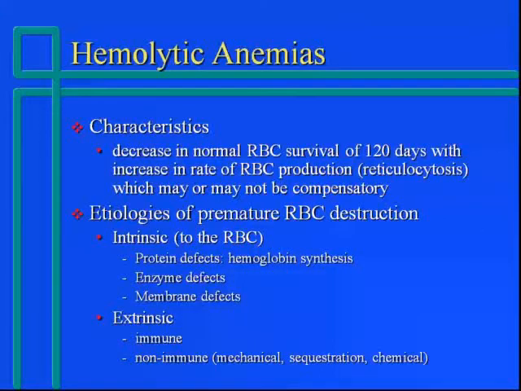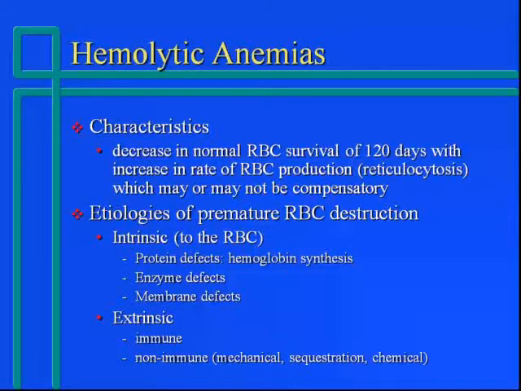The hemolytic anemias are characterized by a decrease in the normal red blood cell survival, which is 120 days, and there is usually a concomitant increase in the rate of red blood cell production, or reticulocytosis, associated with this, and this may or may not be fully compensatory, depending on the severity of the hemolysis and how acute the onset is. The etiologies of premature red blood cell destruction can be either intrinsic, in other words, related to a defect of the red blood cell itself, or they may be extrinsic and outside of the red blood cell.